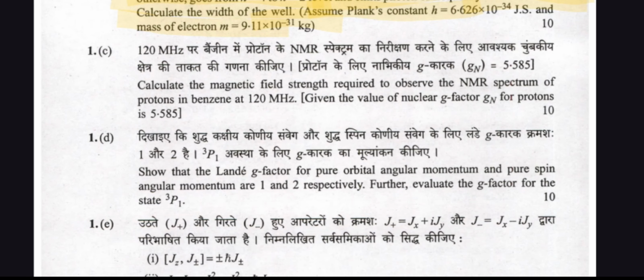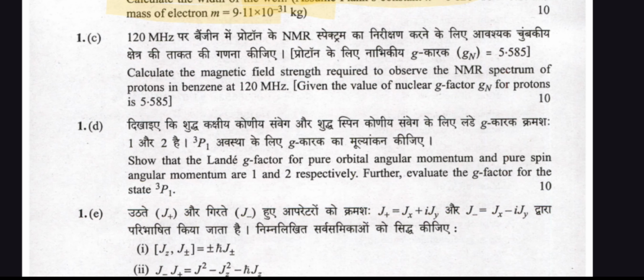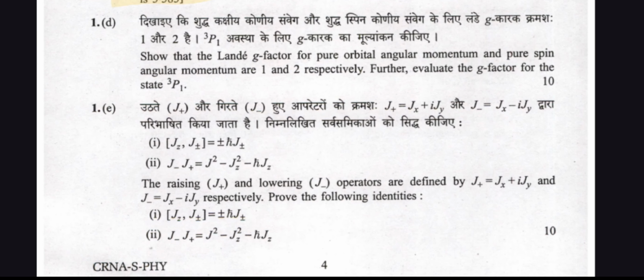And question number C is here. Calculate the magnetic field strength required to observe the NMR spectrum of protons in benzene at 120 megahertz. Given the value of the nuclear g factor gN of the proton is 5.585. And question number D.